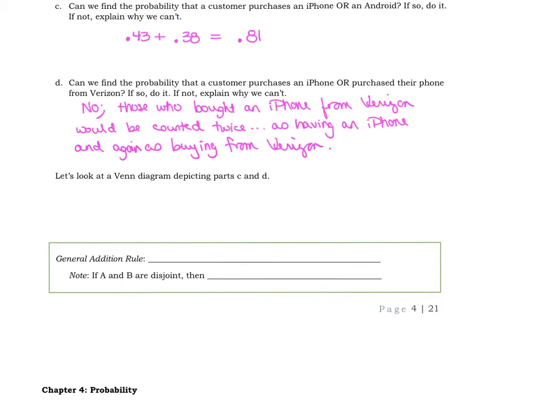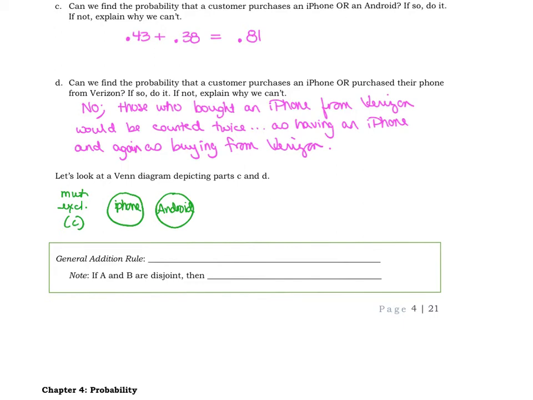Okay, so let's look at parts C and D where we have that mutually exclusive scenario. Like part C, that would be like, here are our iPhone people, and here are the Android people. Okay, they are not the same group of people. None of them are the same. They are two totally separate categories. We can put the iPhone people in one room and the Android people in the other.